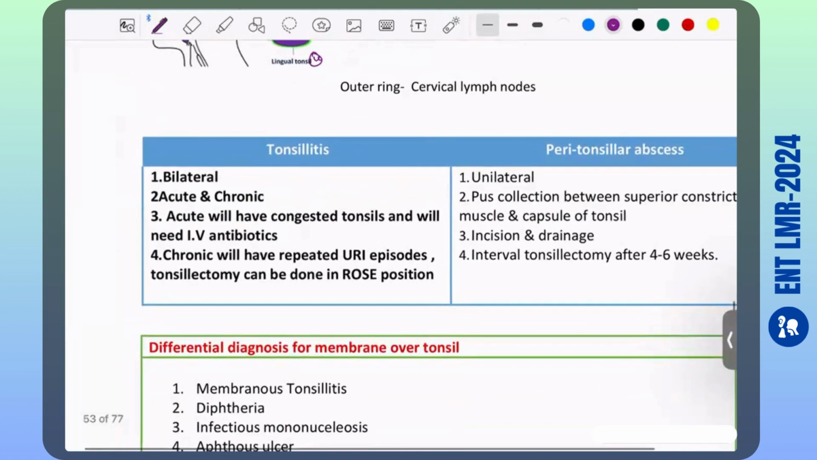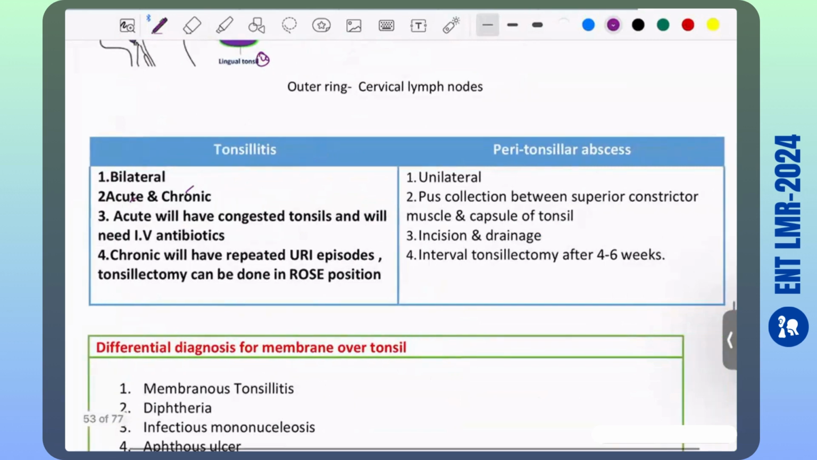So very important, tonsillitis. The tonsillitis, it could be bilateral, could be acute or chronic. Acute, you give antibiotics and manage the patient conservatively. Chronic tonsillitis, having more than 6 episodes per year, you do tonsillectomy surgery. Whereas peritonsillar abscess, it's not bilateral, it is always unilateral. Pus collection due to some infection happening between the superior constrictor muscle and the capsule of tonsil. You do an incision and drainage and you do an interval tonsillectomy after 4 to 6 weeks.